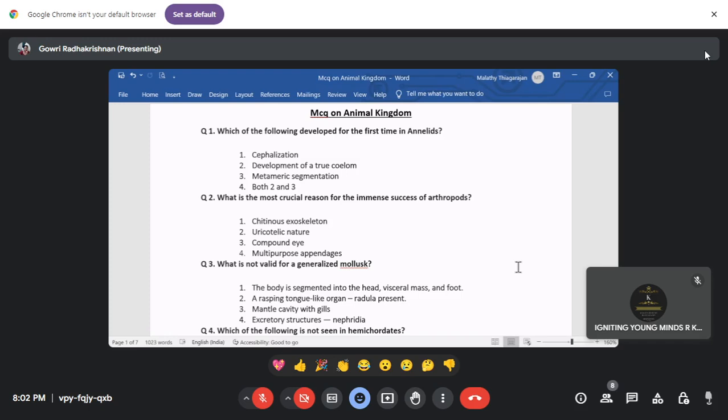Next, what is the most crucial reason for the immense success of arthropods? I mean, they are able to survive even in rough conditions, isn't it? So, the reason is the exoskeleton. Yeah, chitinous exoskeleton. Their body cover is so hard, it protects from physical harm and enables them to hold moisture and oxygen. Okay. What is not valid for generalized mollusk?